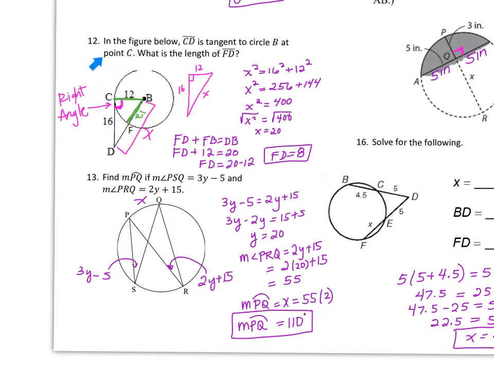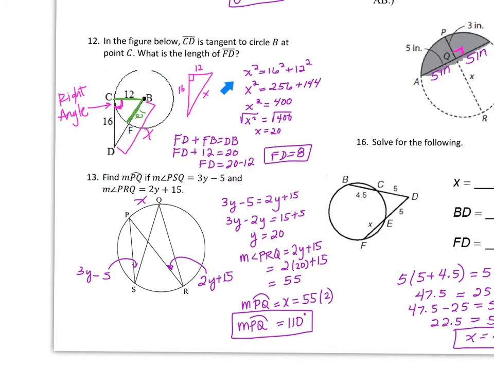On number 12, this angle here is 90 degrees. I know that again because this is tangent and that is the radius. When I have a tangent and the radius, they form a right angle, which means that now I have a right triangle. I'm going to pull that right triangle off to the side. I know this is 16, that's 12. And the whole piece here is x. And I know this is 12 because this is a radius and this is also a radius. But for now, I just want to find this whole thing.